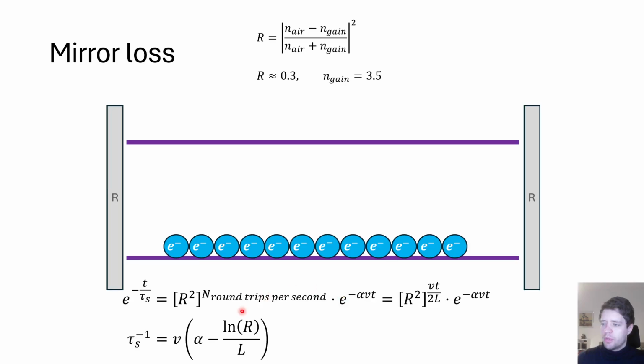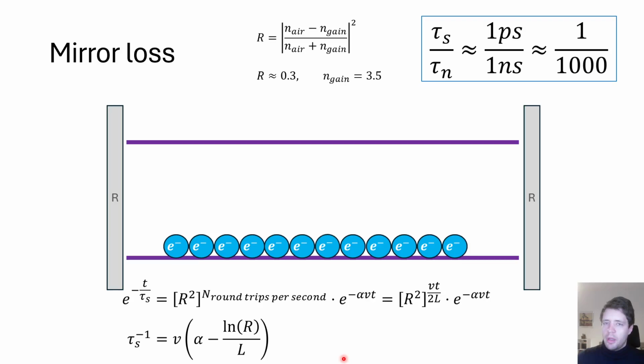And doing a little bit of simple algebra that combines both the effect of spontaneous loss and mirror loss, we see that the scattering rate of photons out of the cavity is given by this formula here. And if we take its inverse, we get the average lifetime of a photon within the cavity like so. An important fact that we'll need for further calculations is that the ratio of the photon lifetime to the electron lifetime is around 1 to 1,000, with the lifetime of a photon being around 1 picosecond, and the lifetime of an electron being around 1 nanosecond. So we're going to use this later for some approximation, so keep it in mind.